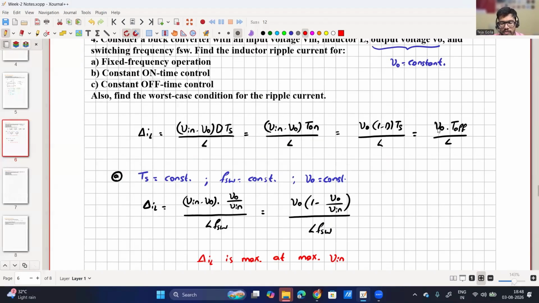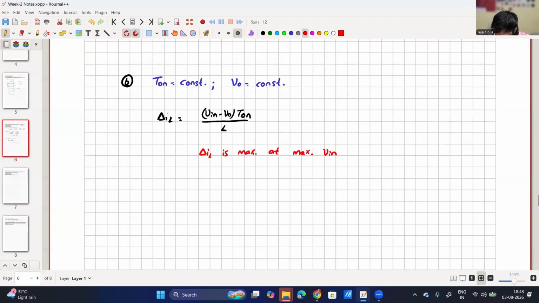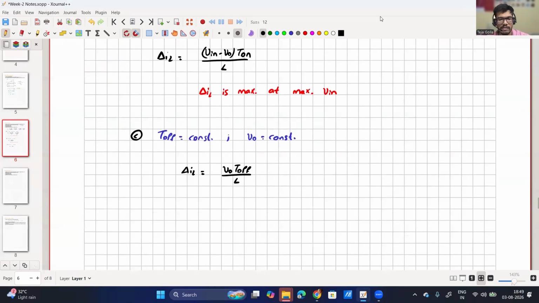Okay, so now let us go to the constant off time control. Constant off time, V naught into T off by L, right? Because 1 minus dTs is T off. So let us write C. T off is constant as well as V naught is constant. So what is delta IL? V0 into T off by L. In this case, can anyone comment what will be the case for worst case delta IL?